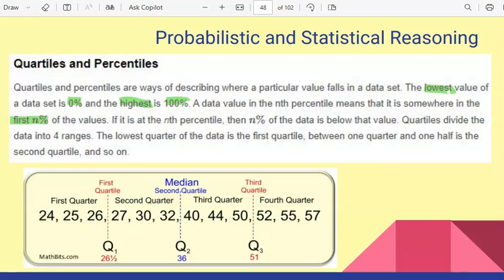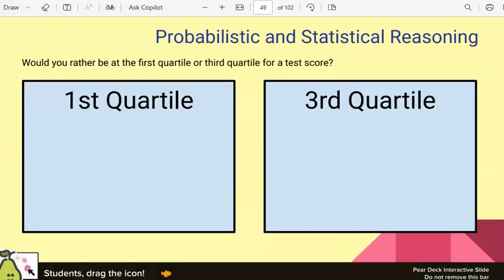Quartiles divide the data into 4 ranges. The lowest quarter of the data is the first quartile. Between 1/4 and 1/2 is the second quartile, and so on. Think about this. Would you rather be at the first quartile or the third quartile for a test score?